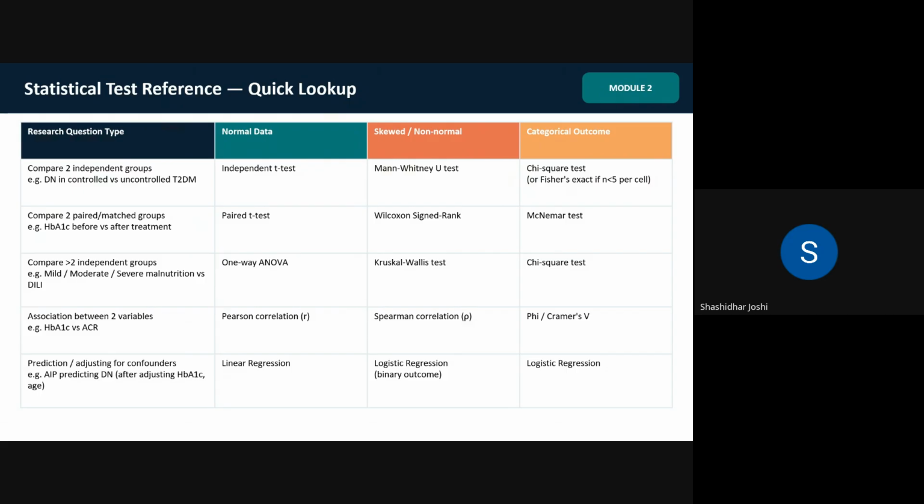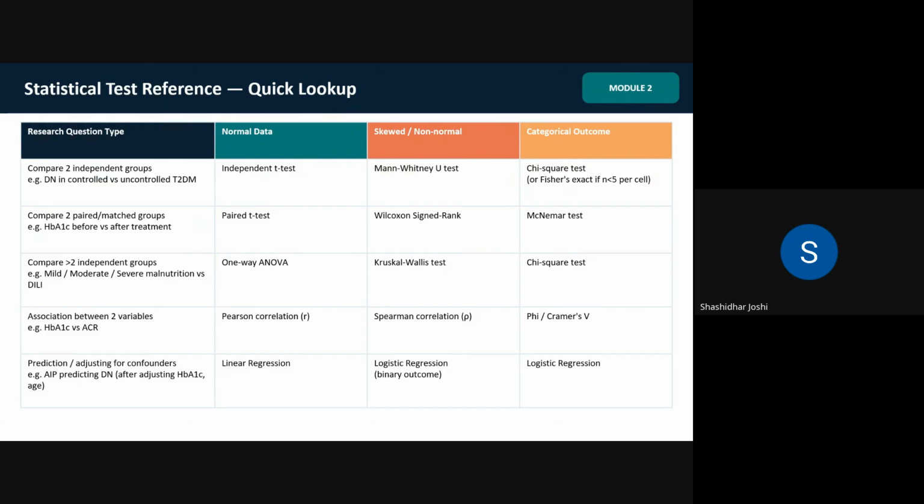Compare two independent groups, for example DNA in controlled versus uncontrolled type 2 diabetes patients. How many groups are there? There are two groups here, so we have to use the independent t-test when the data is normal. Remember, you need to ensure that your data is normal. Let's hope the data is normal, then you use the independent t-test. If the data is not normal, there is a separate test available called the Mann-Whitney U test. And if the outcome is categorical, then we always go with the chi-square test.